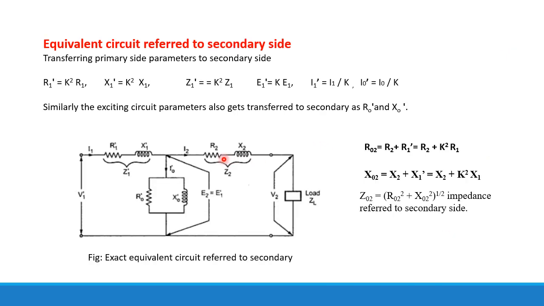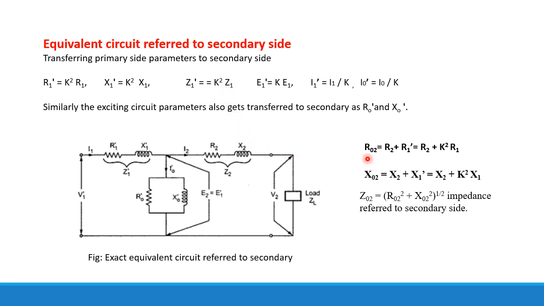This is the equivalent circuit of a transformer referred to the secondary side. In this one, primary side resistance and reactances are shifted to secondary side and those values are R1 dash and X1 dash. R1 dash is equal to K square into R1. X1 dash is equal to K square into X1. Z1 dash is equal to K square into Z1.